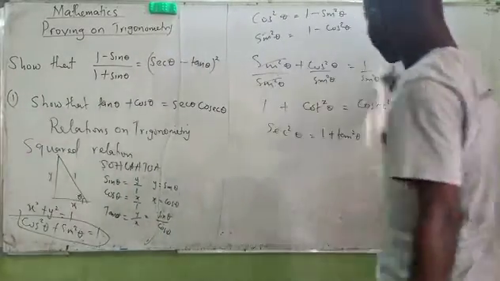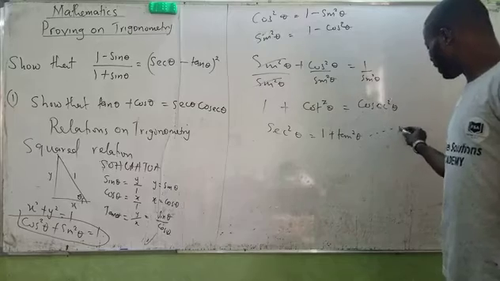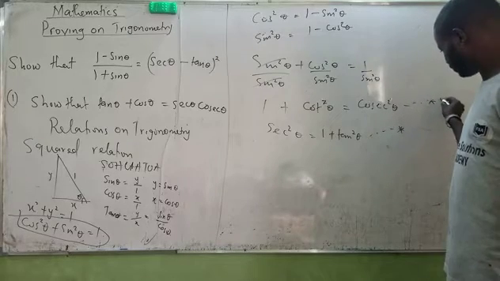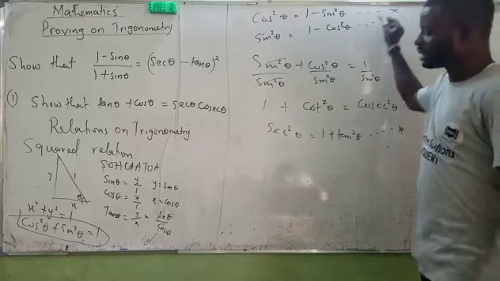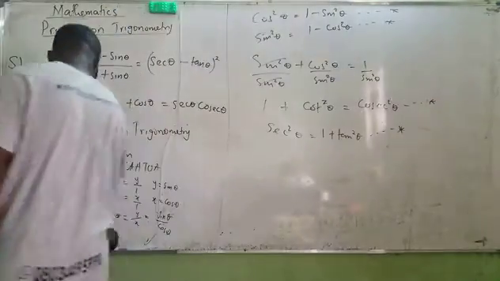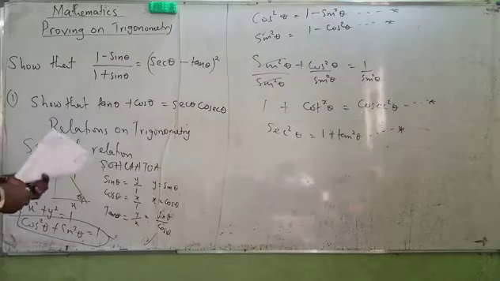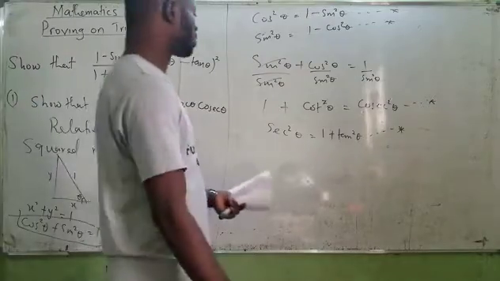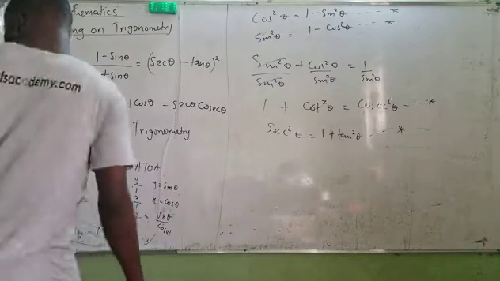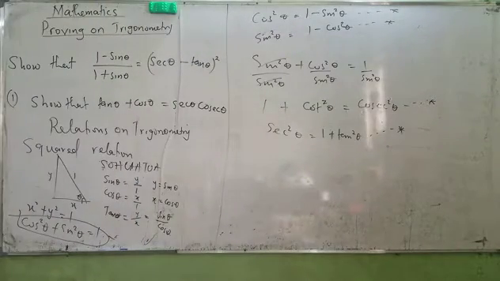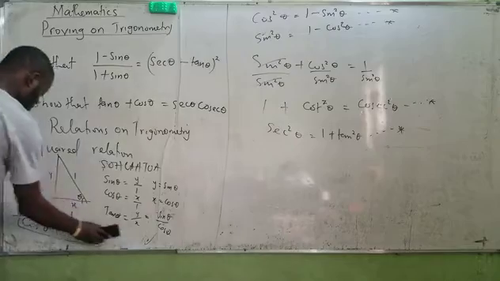Now, these are known as trigonometry square relations. There are many of them, depending on what I'm trying to work on. I can manipulate a lot from here.